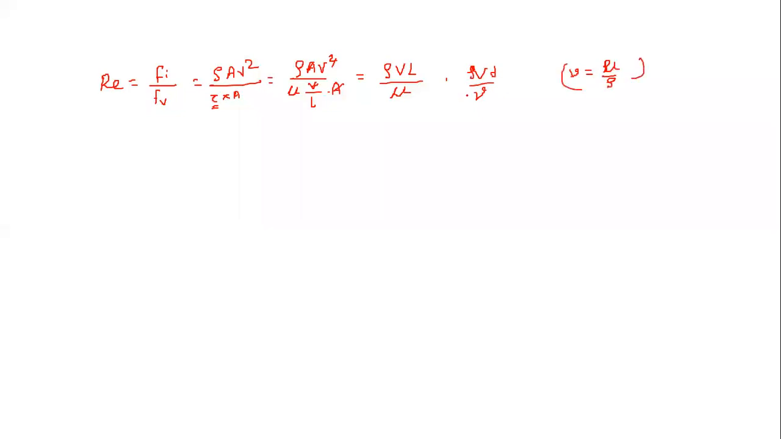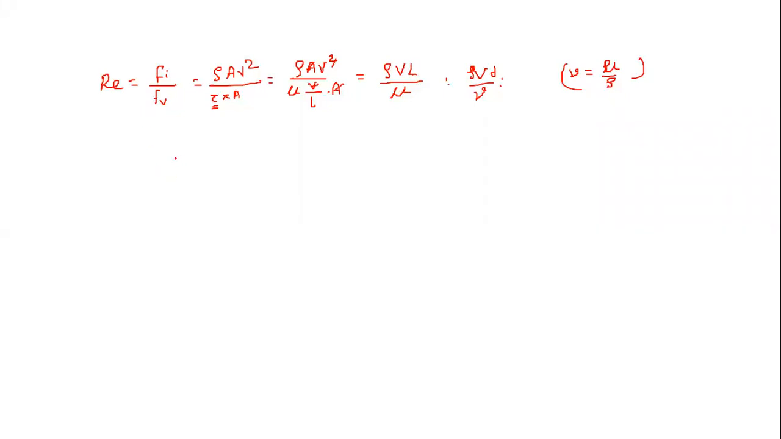From this relation we directly get ρ v d by μ or ρ v l by μ. Whenever we are considering canals, we consider the parameter as a length. For pipes and similar cases, we consider the parameter as a depth, d, or the diameter, d. So that is ρ v d by μ or ρ v l by μ, that is the Reynolds number.